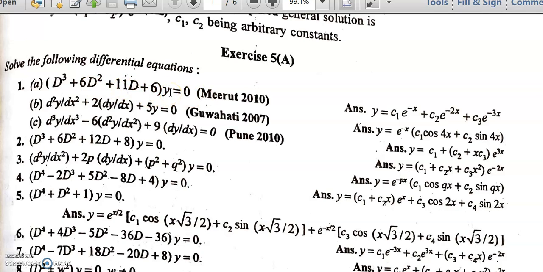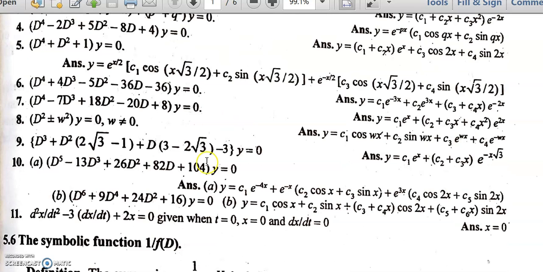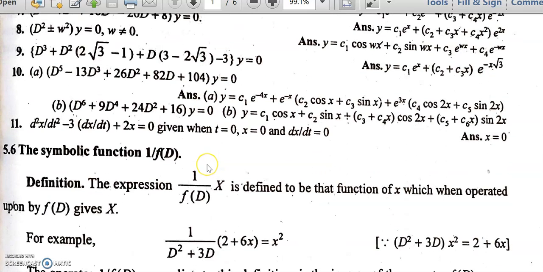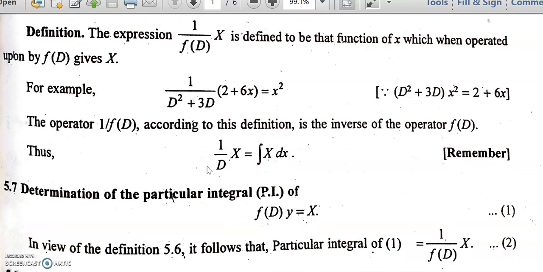There are some formulas by which you get the solution, and you notice that if the equation is third order, it consists of three constants. If it is second order, it consists of two constants. So an nth order differential equation consists of n arbitrary constants, and all the arbitrary constants have to be written in the complementary function form, right?